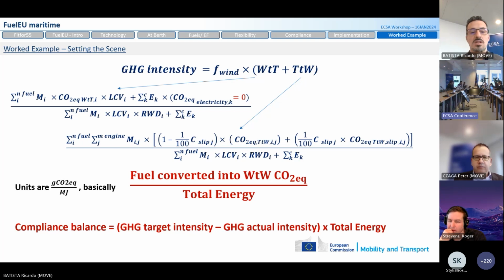And this is the concept of the greenhouse gas intensity, different from the concept of compliance balance. For the compliance balance, we have a calculation which is based on the difference between the target and the actual intensity of the ship, multiplied by its total energy.